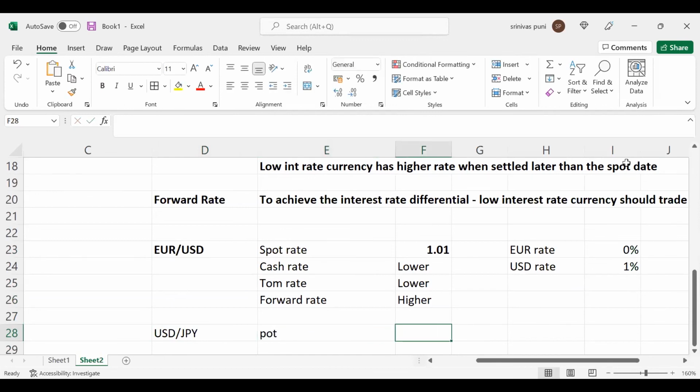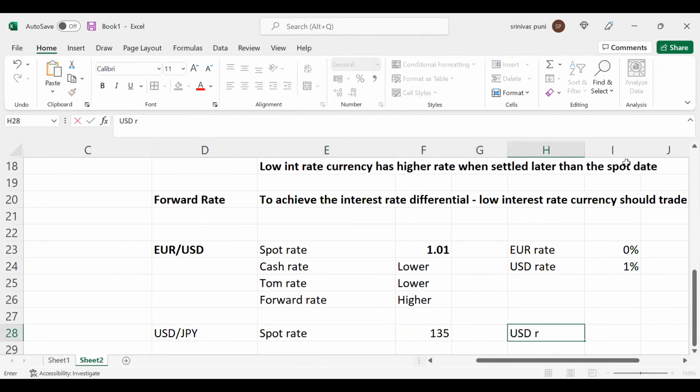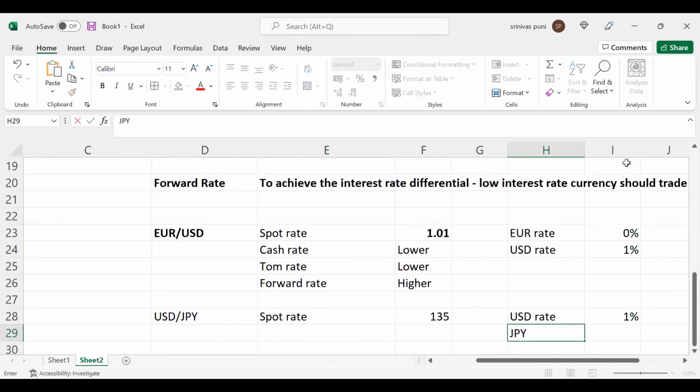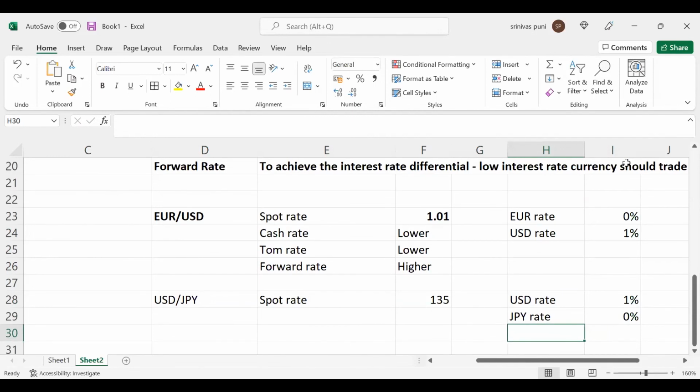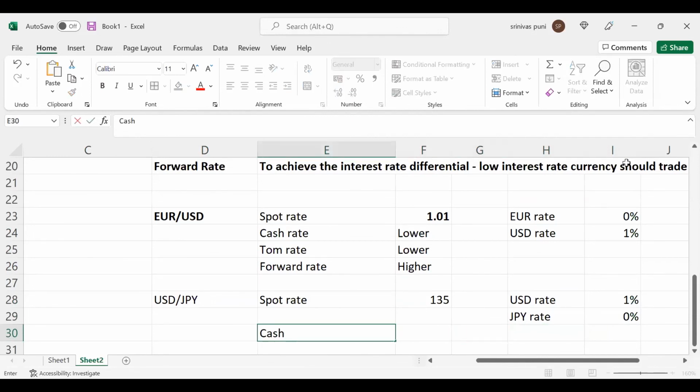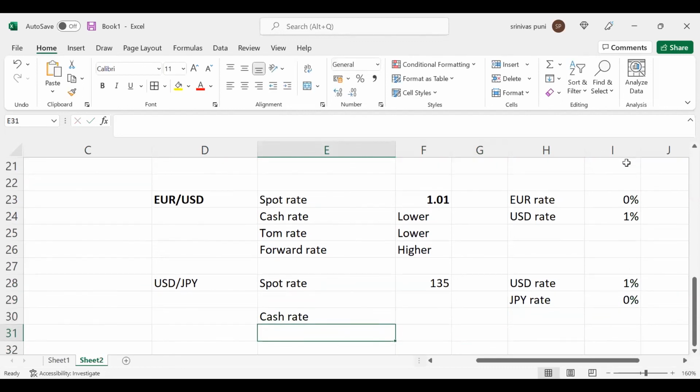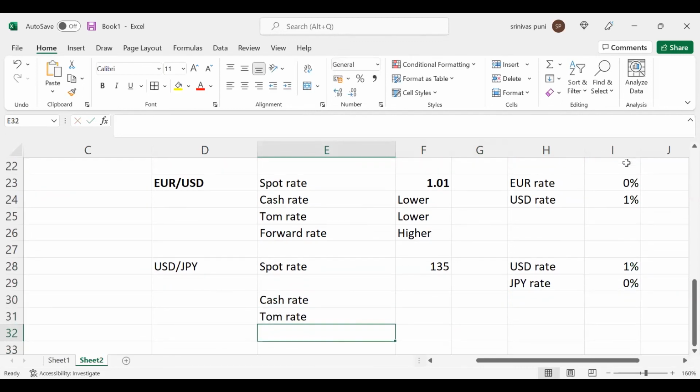Spot rate is right now, let's say 135. Now, again, I'm giving you the rates here. USD rate is 1%, JPY rate is 0%. Now, in this case, what will be the cash rate, term rate, and let's say forward rate?